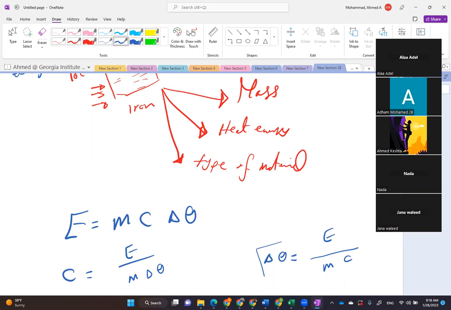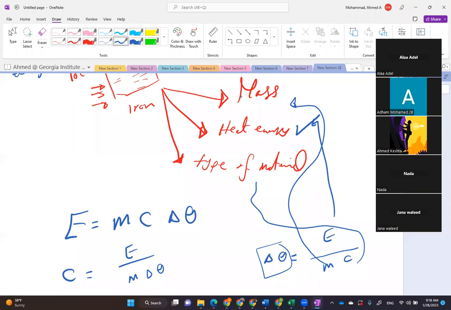So the change in temperature here depends on what? Energy transfer over here, the mass of the material over here, and the specific heat capacity, which depends on the type of material. That's why I asked you to rearrange the equation. So the change of temperature of any substance depends, as you see from the mathematical formula, on the input heat energy, the mass, and the specific heat capacity.